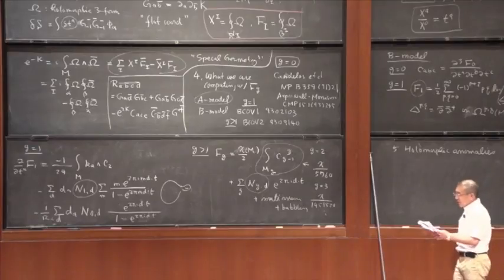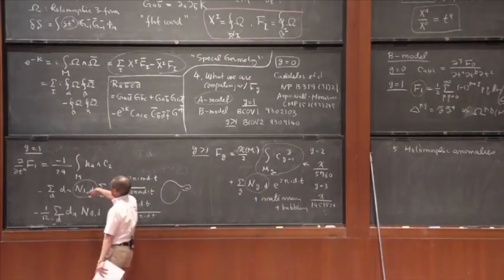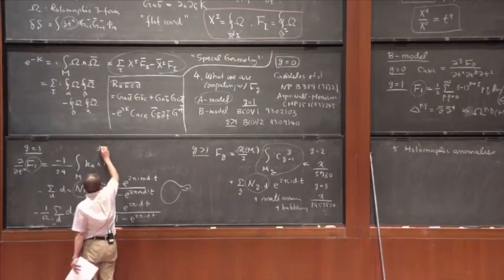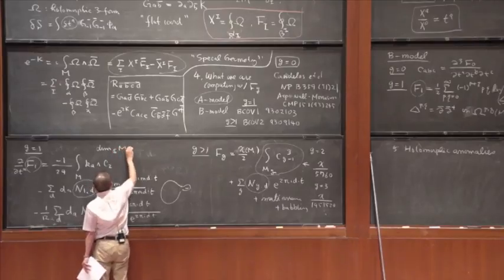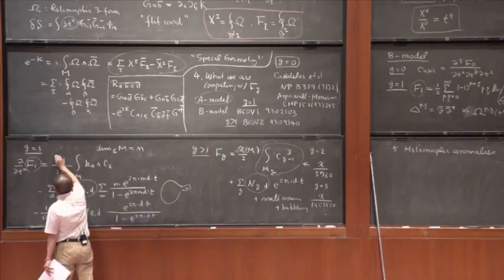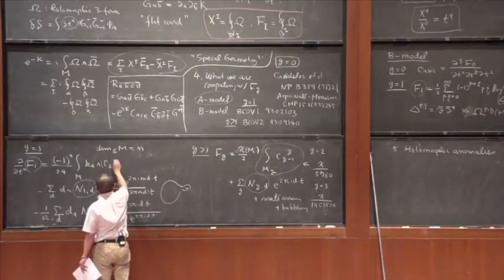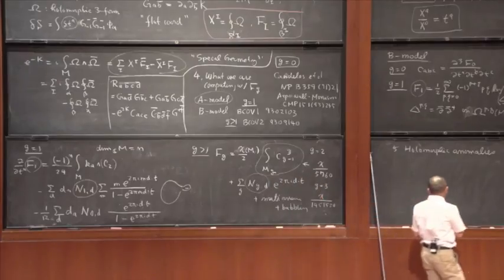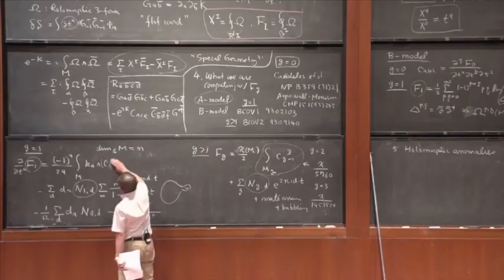Okay, so let's first consider a simpler example. Here I consider a genus 1 amplitude like that. But in the genus 1 case, it turns out that you can actually compute the topological string amplitude for any dimension of target space. In that case, you just replace this by n and this by the appropriate degrees.